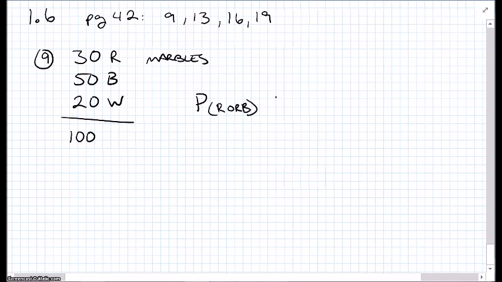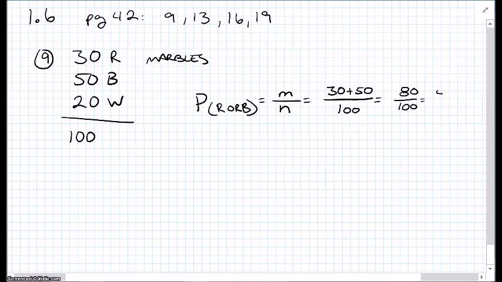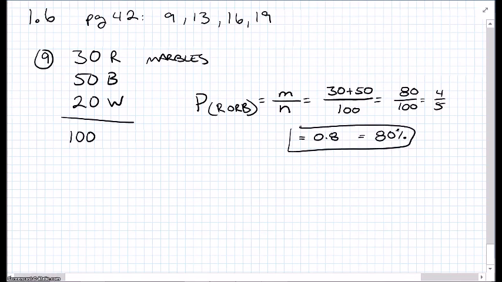All right. So theoretically, it's what meets our criteria over the total number. So red, there's 30 that meet that criteria, or blue, there's 50 that meet that criteria. You should just add them because it's an OR statement, over the total number of possible solutions, which would be 100. So the answer would be 80 over 100, which could be written as 4 over 5, or 0.8, or 80%. Easy stuff.